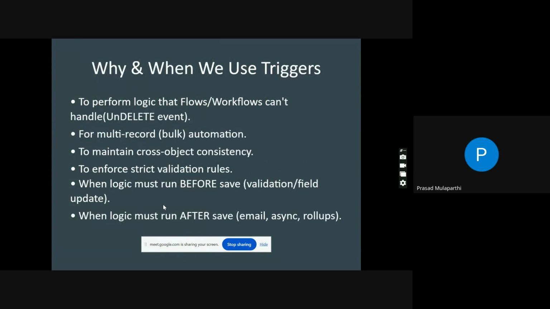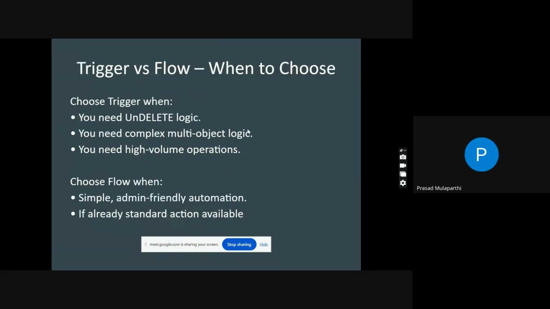Why and when do we use triggers? To perform logic that can't be achieved with any point and click tool inside Salesforce, we will choose triggers. Apart from that, to perform any multi-record automation, to maintain cross-object consistency, to enforce strict validation rules, and if you want to perform any logic before the record gets saved or after the record gets saved, in all those cases, we will choose triggers.